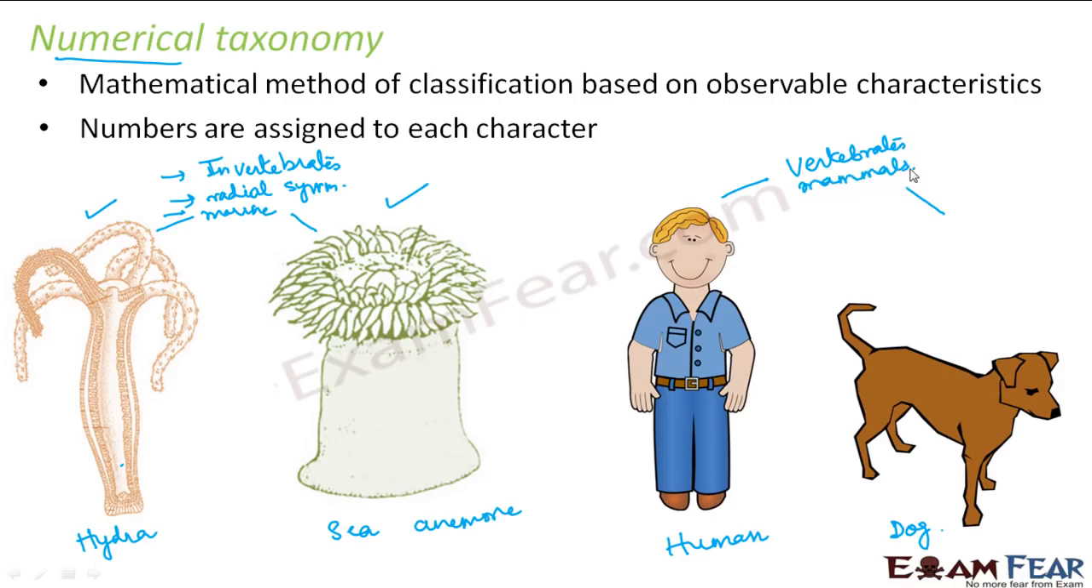So based on such things, based on the similarities and differences, we can group them or classify organisms. So this is numerical taxonomy. Next is cytotaxonomy. The term cyto, what does it mean? It means cell, something related to cell. That is cytotaxonomy.